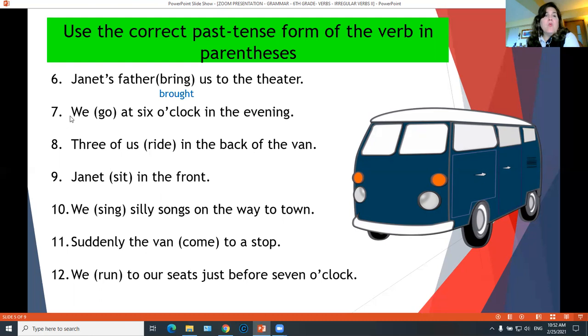Number 7: we, the verb is go, at 6 o'clock in the evening. So the past of go is went, and we will say, we went at 6 o'clock in the evening.